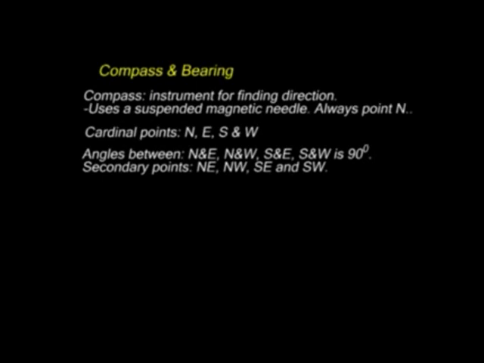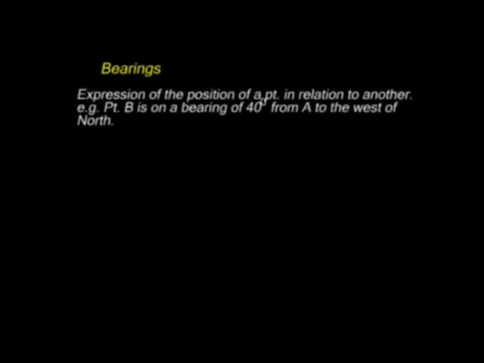We shall not dwell on this stuff because you already are familiar with them, so we move straight to bearing. Bearing, simply said, is an expression of the position of a point in relation to another. For example, we can say that a point B is on a bearing of 40 degrees from A to the west of the North Pole.